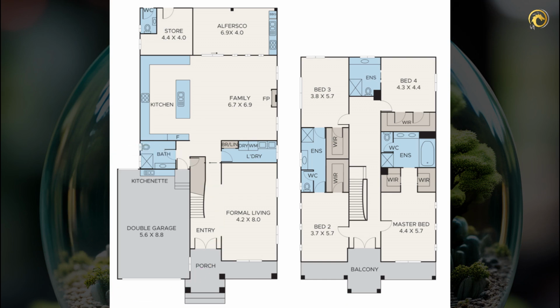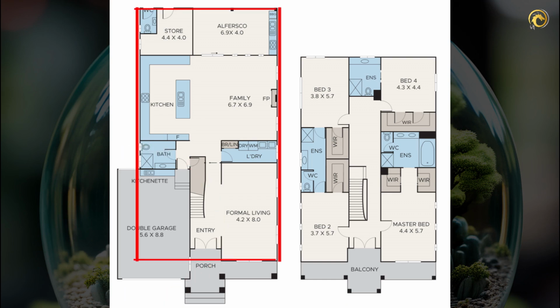This is the second example. If the garage is like that, then you have to draw a rectangle like that. Anything outside the rectangle is excluded.